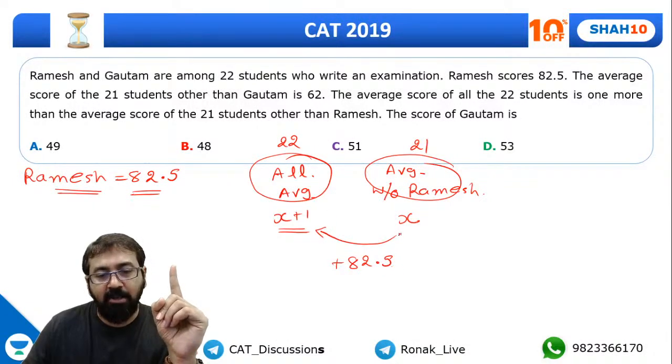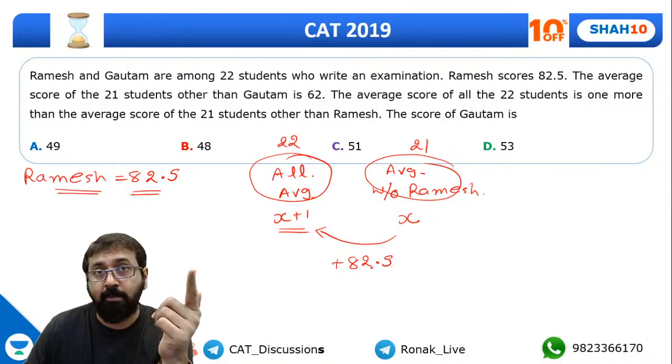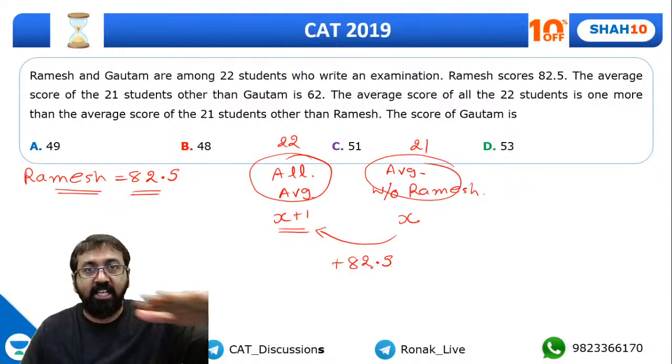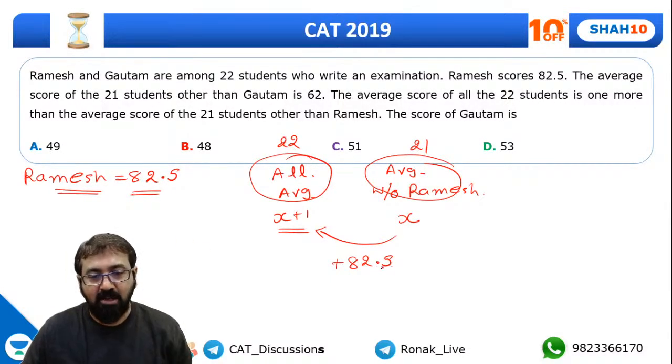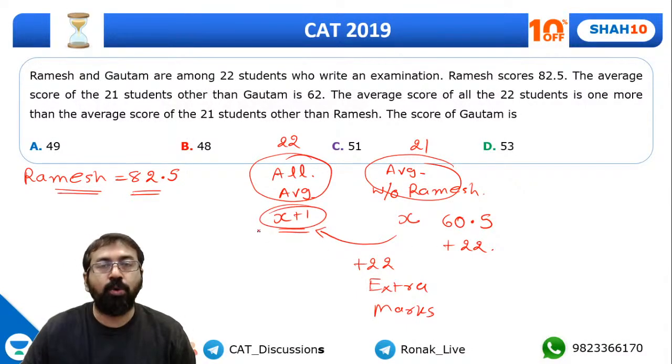So can I say Ramesh must be bringing 22 extra marks in the class? Only then will those 22 extra marks be divided equally among 22 students and the class average go up by 1. Then the class average earlier should be 60.5, plus these 22 extra marks, and that's how the class average is going up by 1.